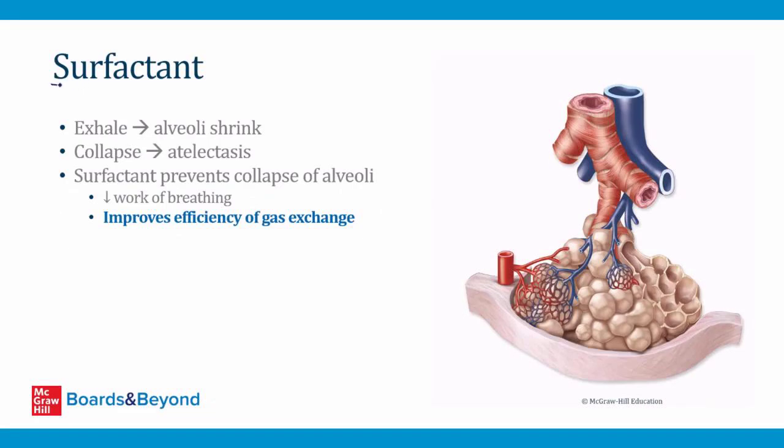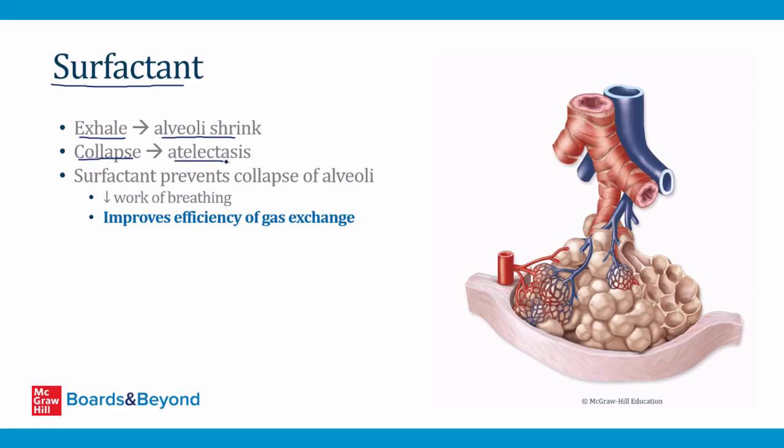Let's start by talking about surfactant, which is a very important substance produced by cells in the lungs in order to improve gas exchange. So when we exhale, we blow air out of our lungs, and the alveoli, which are the gas exchange units of the lungs, will shrink in size. And if they shrink too much, they'll collapse, and we call this atelectasis.